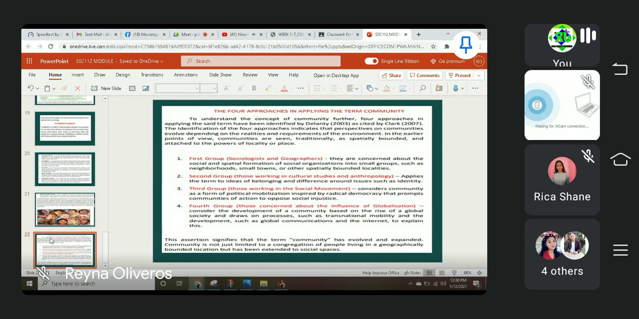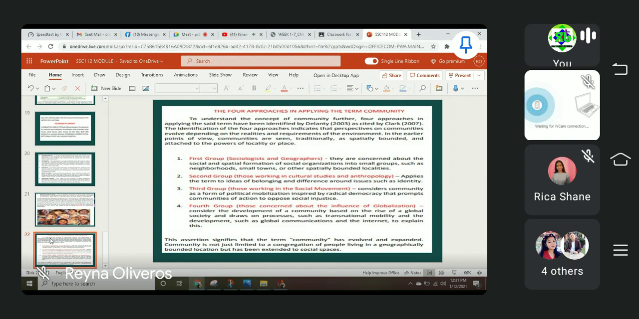And then the last one is the fourth group. Okay? Sila naman yung mga concerned about the influence of globalization. Okay? So, they are the ones who consider the development of community based on the rise of global society and draws on processes such as transnational mobility and the development such as global communications and internet in order to explain the globalizations or globalism.